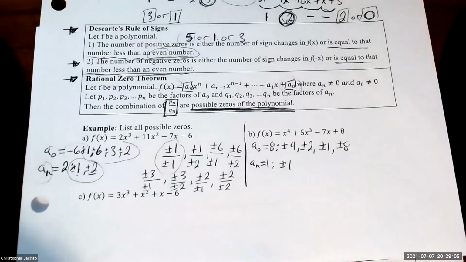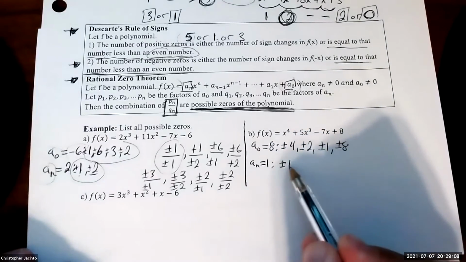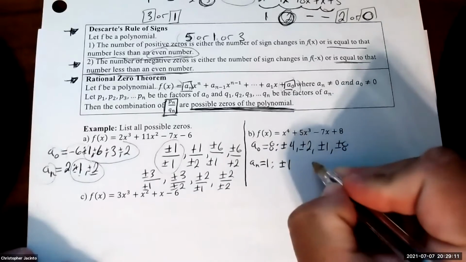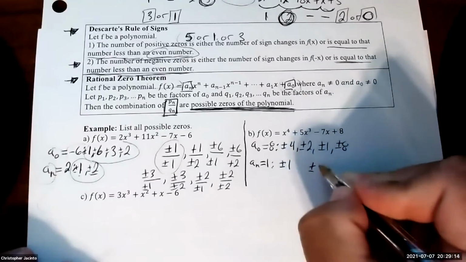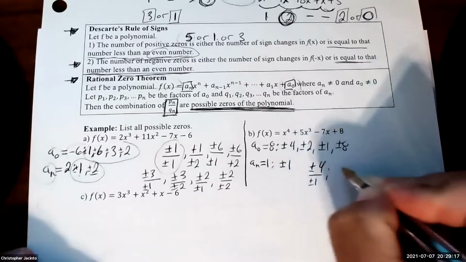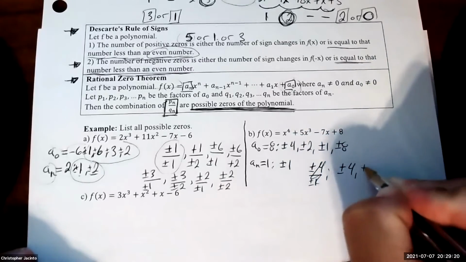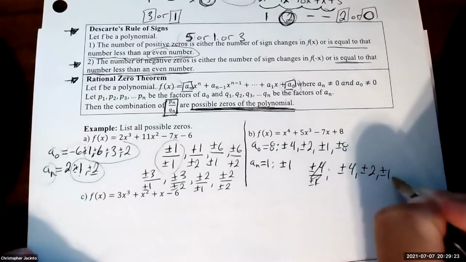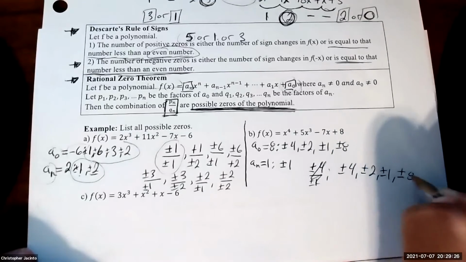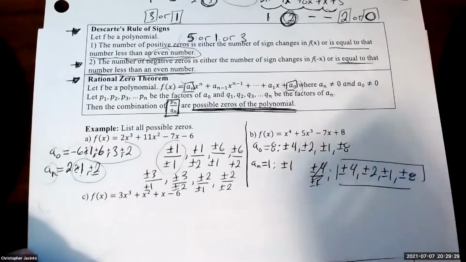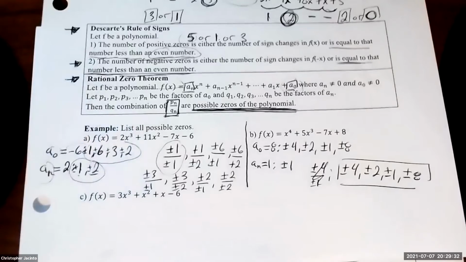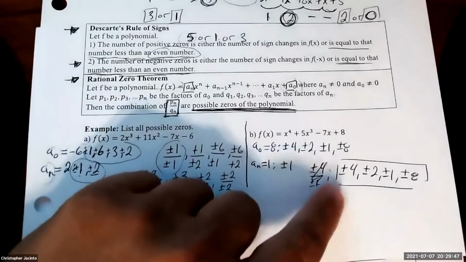Now again, it's going to be these numbers divided by that number. And if you notice, plus or minus 4 over 1 is just going to be 4. So we're just going to have plus or minus 4, plus or minus 2, plus or minus 1, and plus or minus 8. So again, these are the possible factors, the possible zeros. Any questions on B at all?